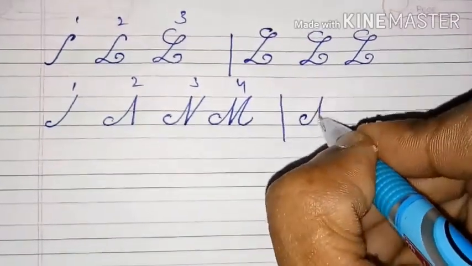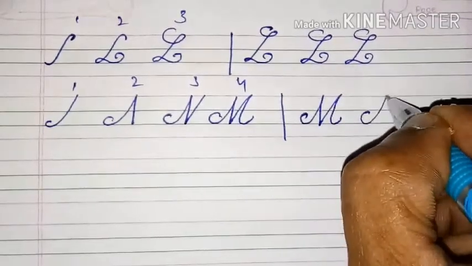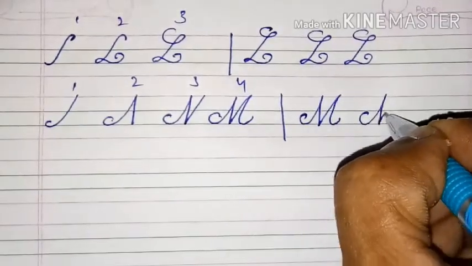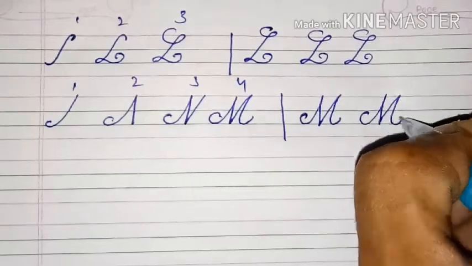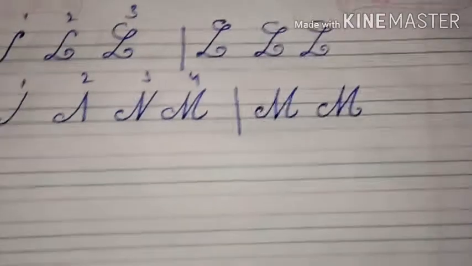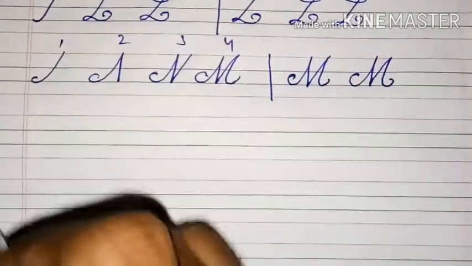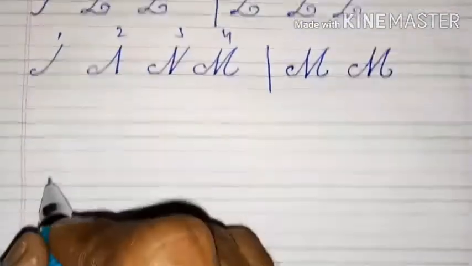1, 2, 3, 4. 1, straight line. Again, slanty line. Again, straight line. Like this.